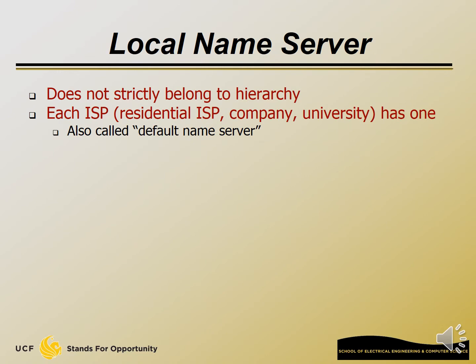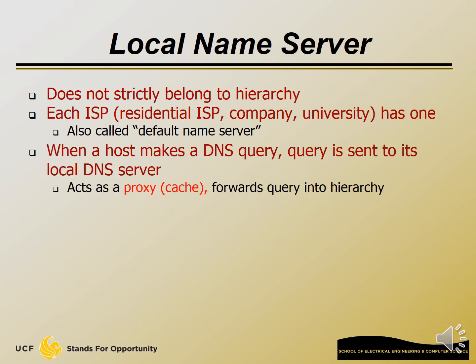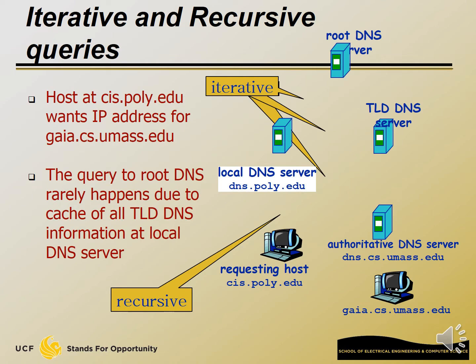The local name server does not strictly belong to the hierarchy. Each ISP, residential ISP, company and university has one, called the default name server. When a host makes a DNS query, it is sent to its local DNS server, which acts as a proxy and forwards the query into the hierarchy. Iterative and recursive queries: iterative queries are repeatedly asked. The recursive queries involve the local DNS server and the authoritative server. These are the examples shown in the diagram.